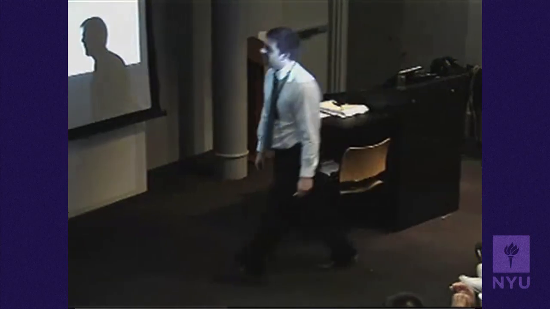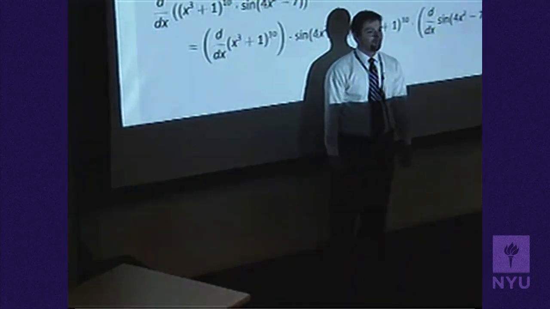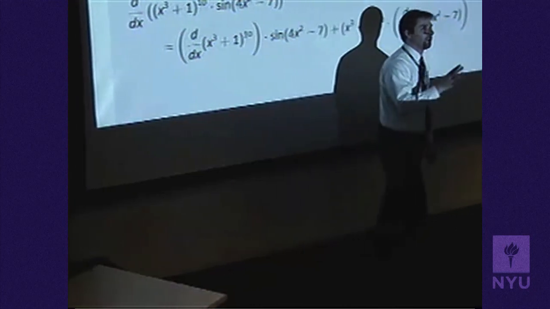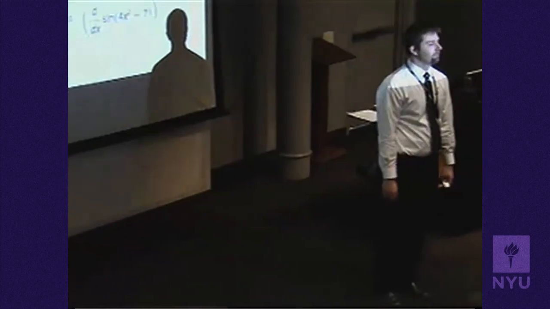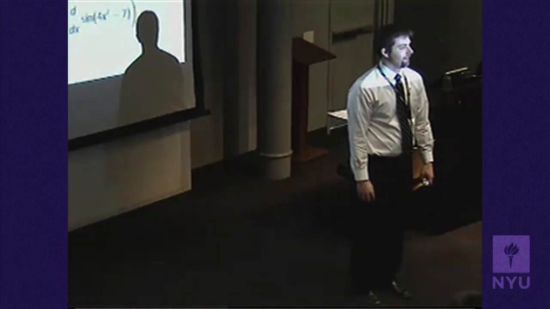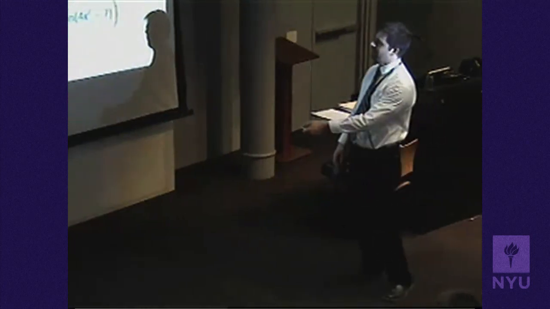How many terms do you have if you were to FOIL out x cubed plus 1 to the 10th power? Ballpark. 1, 5, 100? No, you'd have 11 terms, because you would get x cubed to the power 10, 9, 8, 7, 6, 5, 4, 3, 2, 1, and the 0 power.